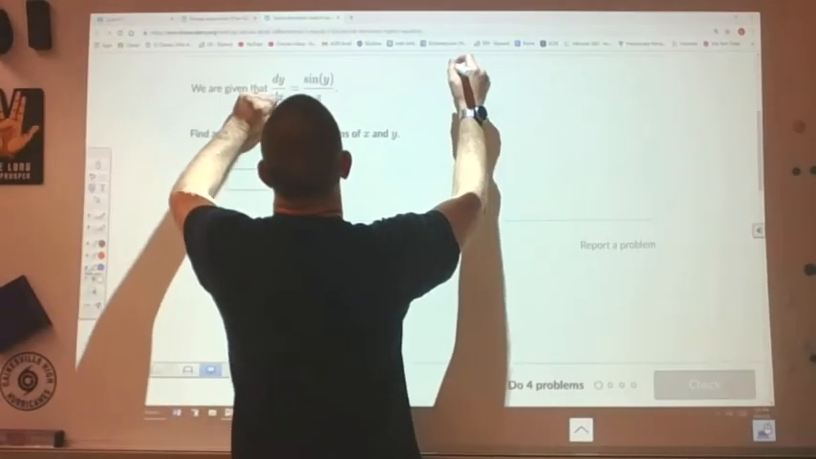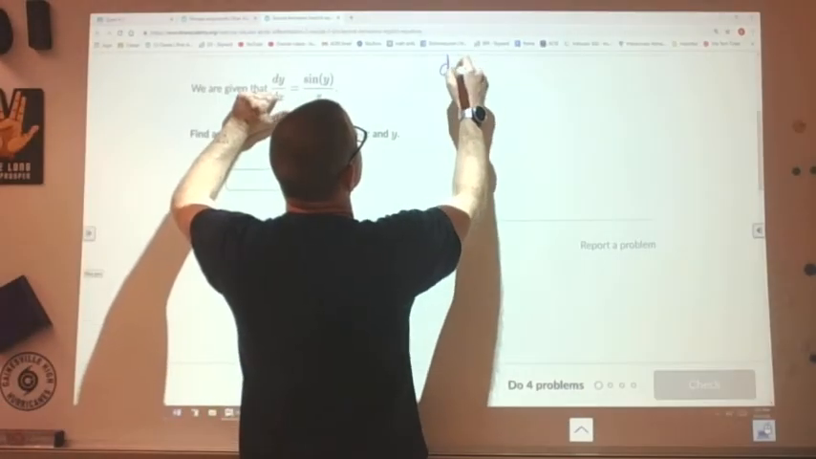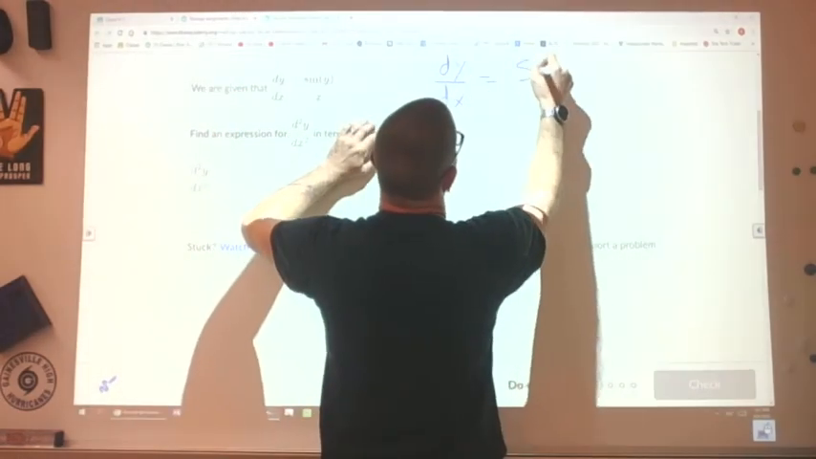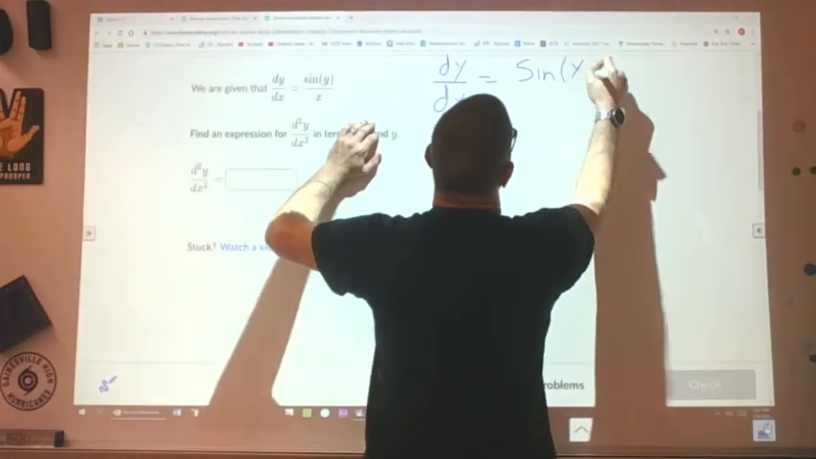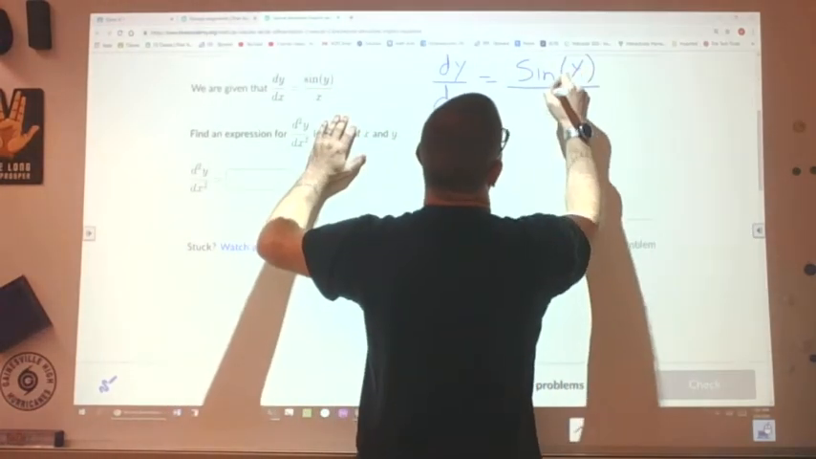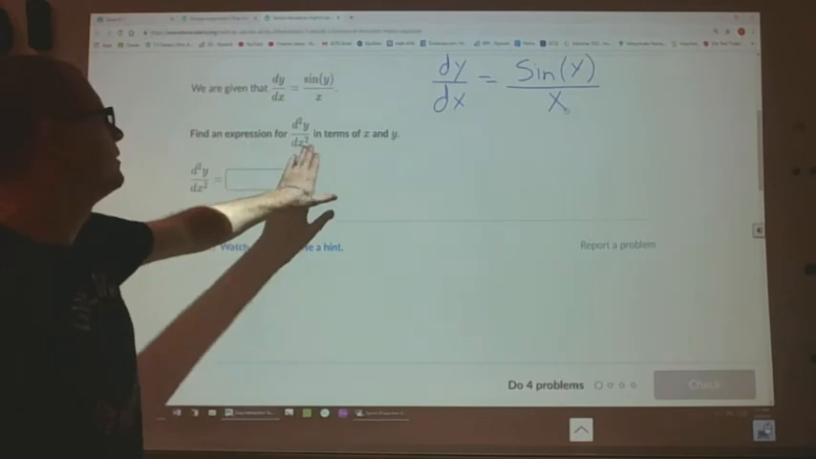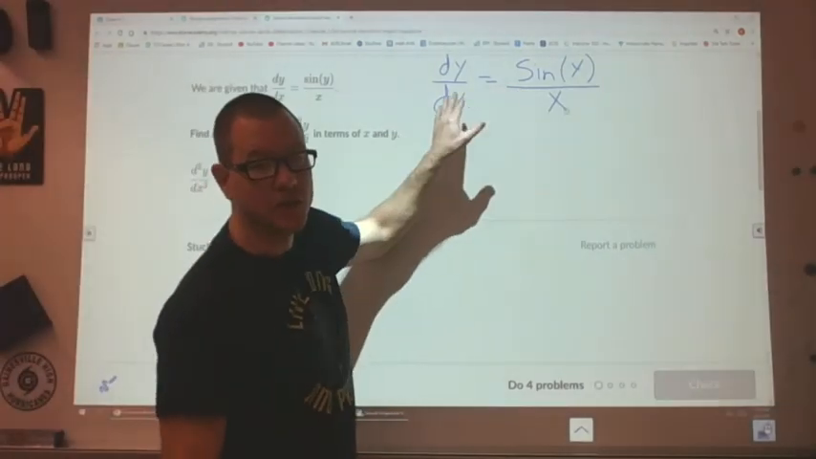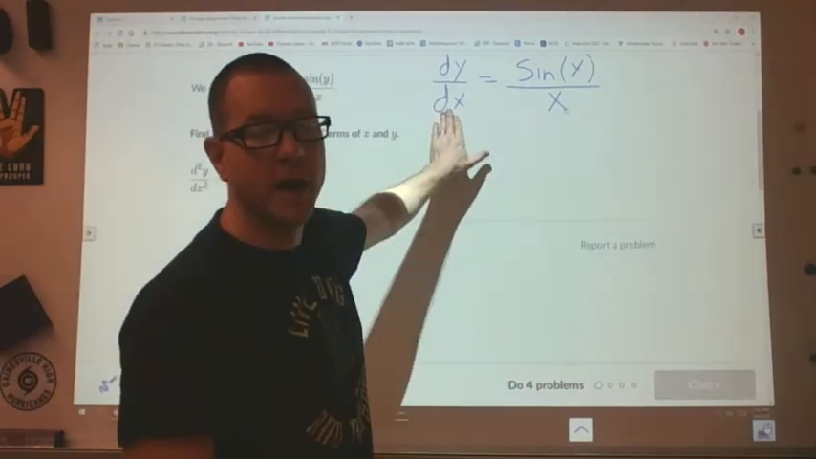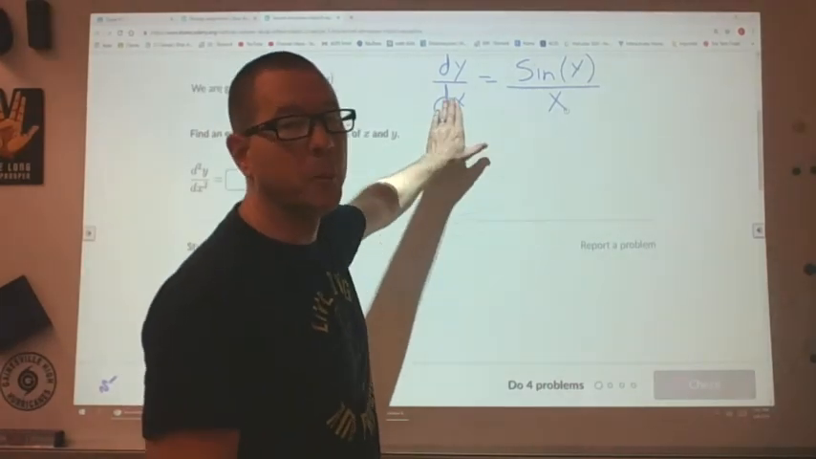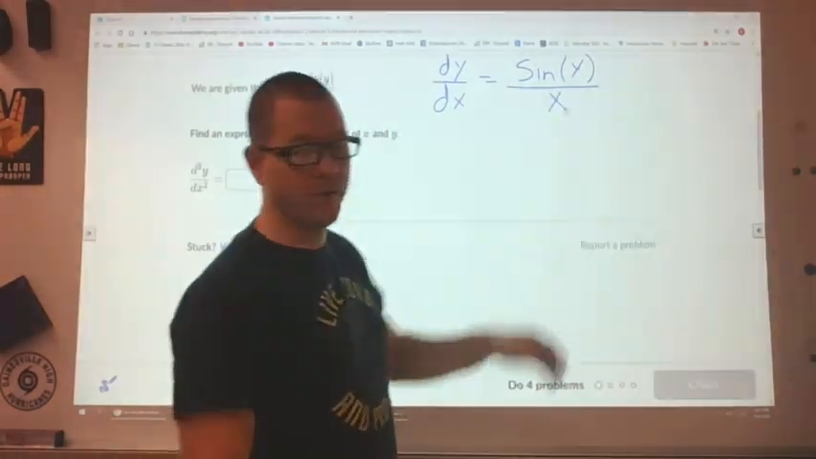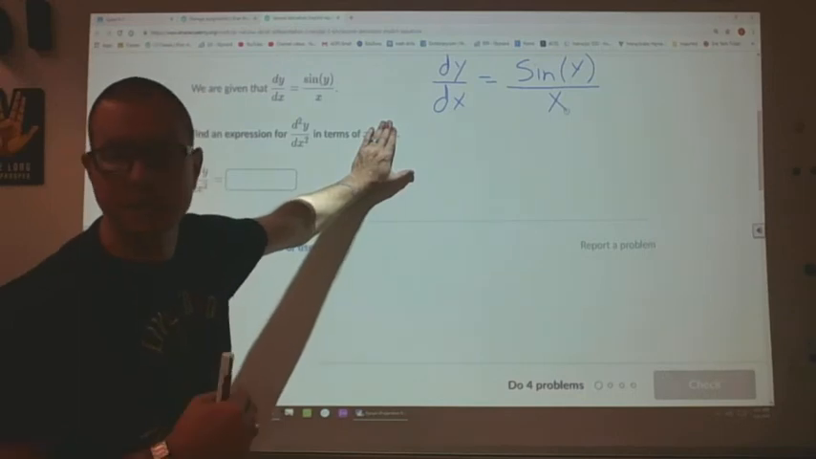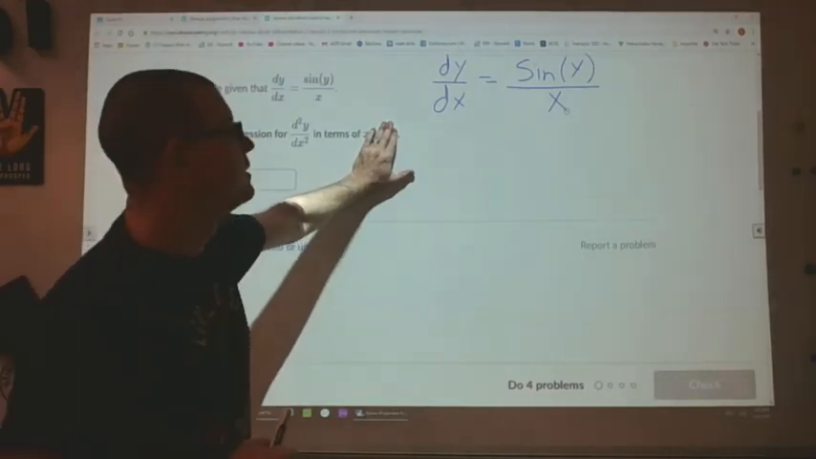First, dy dx is equal to the sine of y over x. We want d squared y over dx squared. They're not telling me the original function. They're starting out by giving me the first derivative. dy over dx is y prime. Y prime is equal to sine y over x. So we only need to differentiate once to get to our second derivative. So let's look at that.